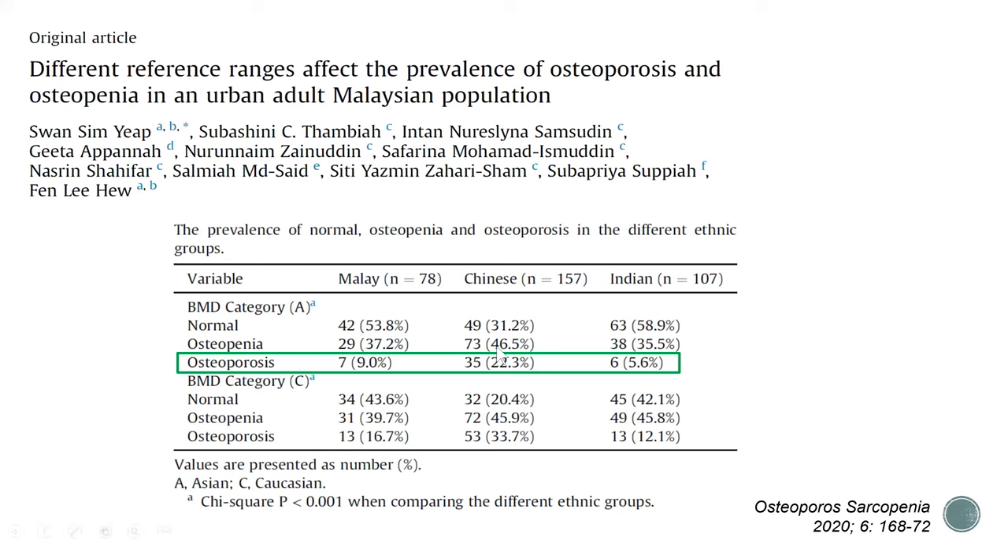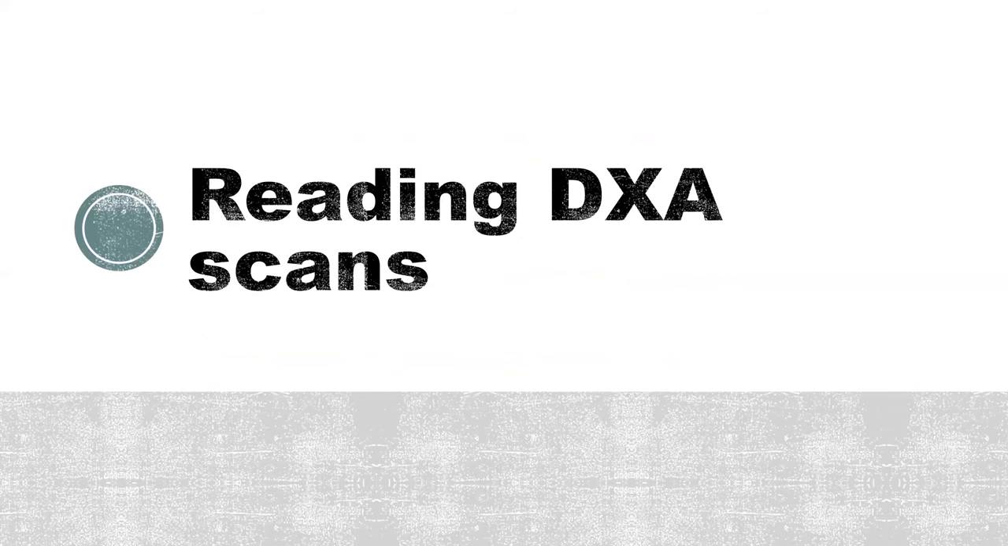You can see that in the Chinese population in Malaysia, certainly, and parts of Asia, there was a higher incidence of patients with osteoporosis compared to Malays and Indians, about 22% in this more senior population. But when we compared them against a Caucasian database, you can see that a lot more of them, even a third more, had osteoporosis. So this would lead to overtreatment. So it's important to look at the scan and make sure that you're comparing it against a comparable population in your particular country. So that was the basics.